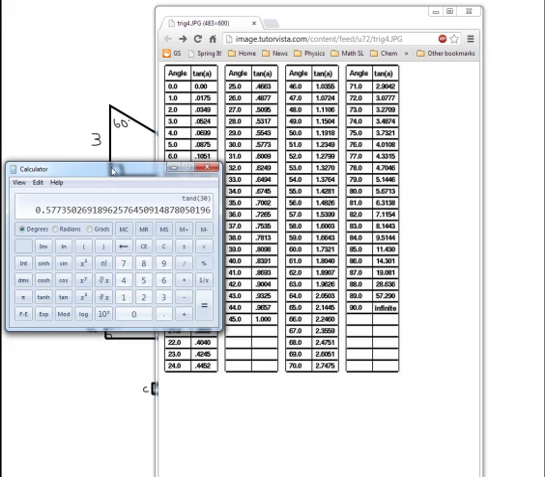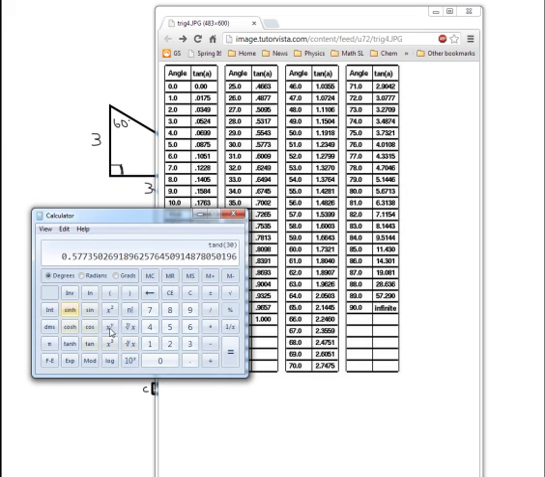So essentially, tangent, sine, and cosine are the three trig functions we're going to learn. You'll see them on your calculators. I've got them right here. Essentially what they do is they tell us the ratios between certain sides on specific triangles.